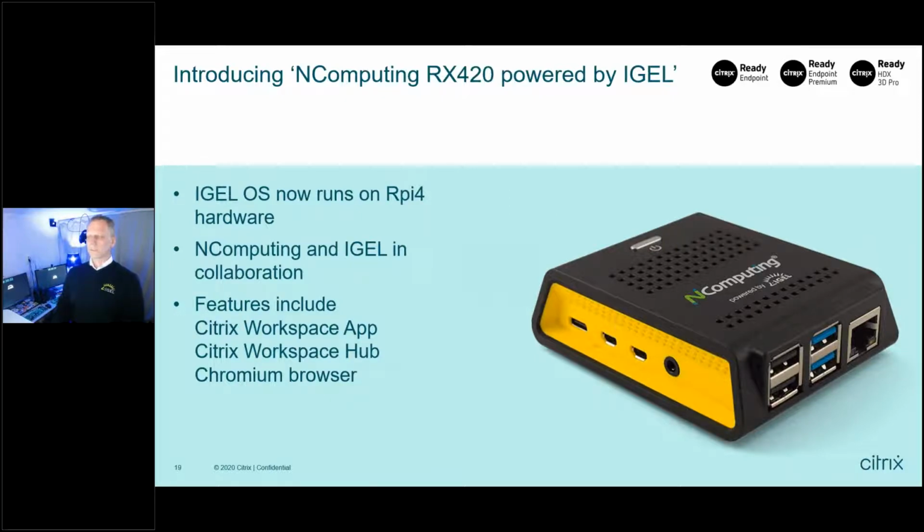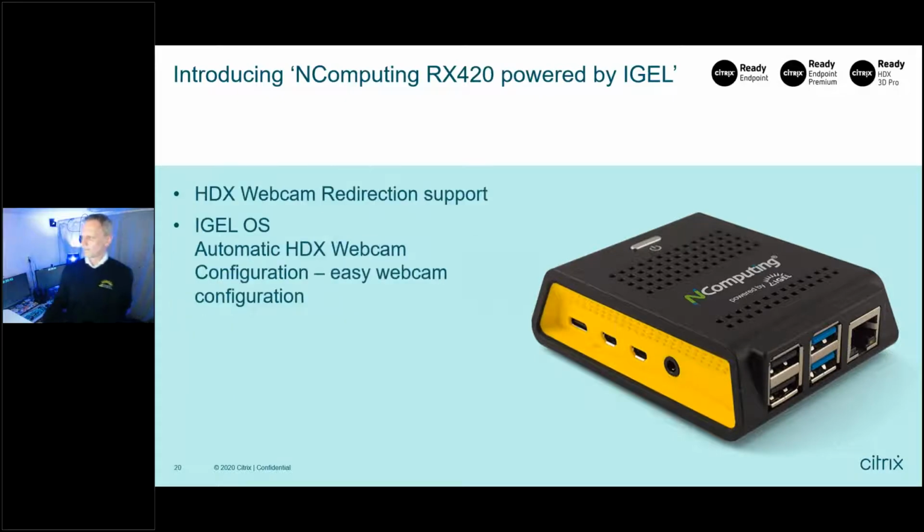The initial release includes Citrix Workspace app, Citrix Workspace Hub, and the Chromium browser. As the ARM platform for Citrix on Linux doesn't support HDX Teams optimization, we have to rely on HDX webcam redirection, but it's actually working quite well. The next video that I'm playing will, in the beginning, have some audio where me and Jeff Karlberg are having a discussion so that you can hear the quality of the audio coming through. It's only a few seconds, so pay attention.